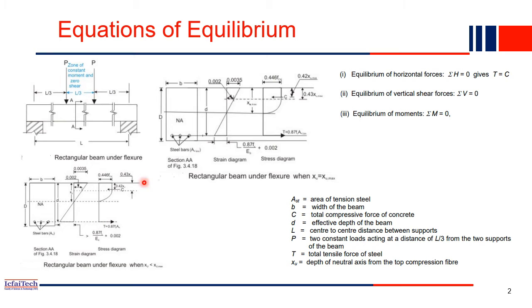This is the same figure we discussed in lecture number 6. This is a beam, simply supported on two supports. The beam is simply resting on this support and this support, and two loads are applied. We are considering a very simple case for deriving our equation: a simply supported beam with two concentrated forces, P and P, acting at a distance of L by 3 from each support. This is our actual beam.